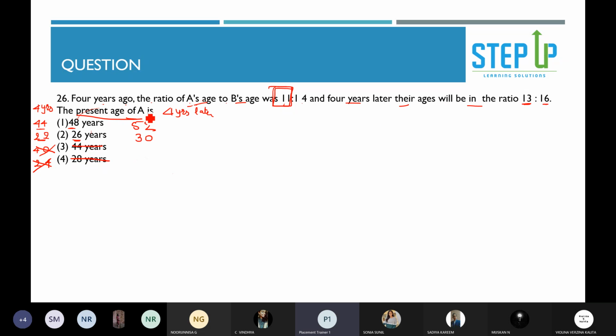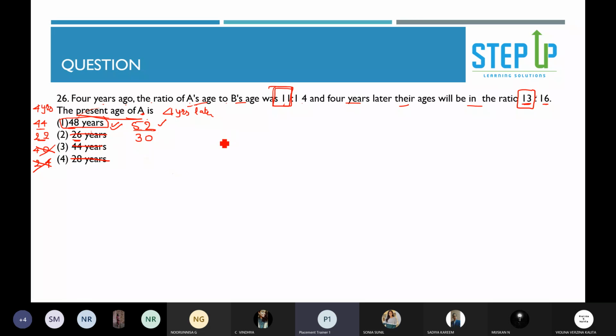And A's age has to be a multiple of what? 13. So is 52 a multiple of 13? Yes, ma'am. Is 30 a multiple of 13? No, ma'am. Option eliminated. This is your answer.